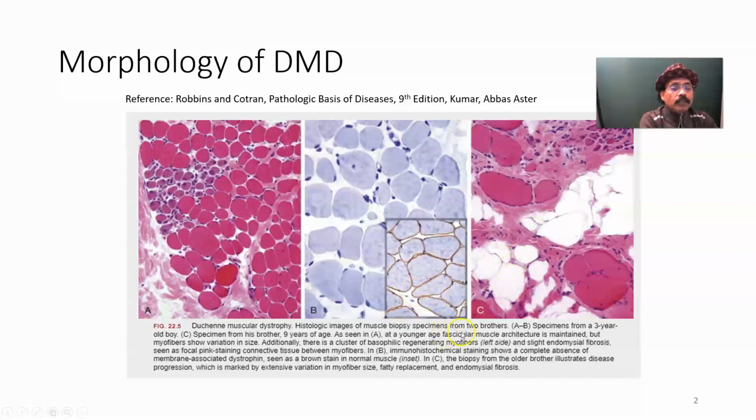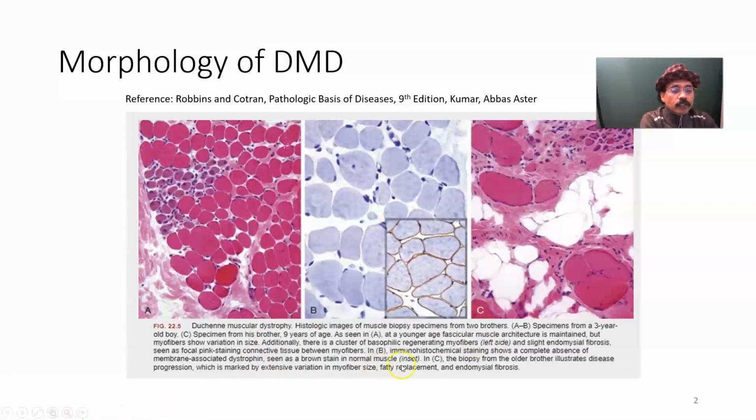In the younger age, fascicular muscle architecture is maintained. Here the muscle fascicles are maintained nicely at 3 years of age, but myofibers show variation in size. One is small and another is large. Additionally, there is a cluster of basophilic regenerative myofibers on the left side. These are the regenerating myofibers. We have some degeneration and compensatory regeneration.